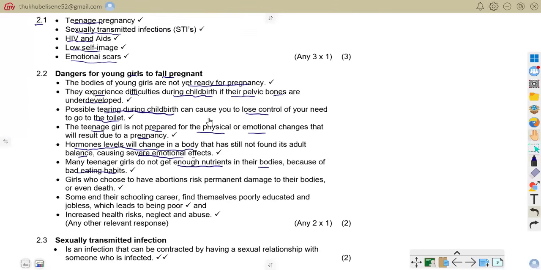Moving on, girls who choose to have abortions risk permanent damage to their bodies or even death. Some end their schooling career and find themselves poorly educated and jobless, which leads to poverty, increased health risks, neglect and abuse. These are the dangers for young girls who fall pregnant. Hope we are together on that.